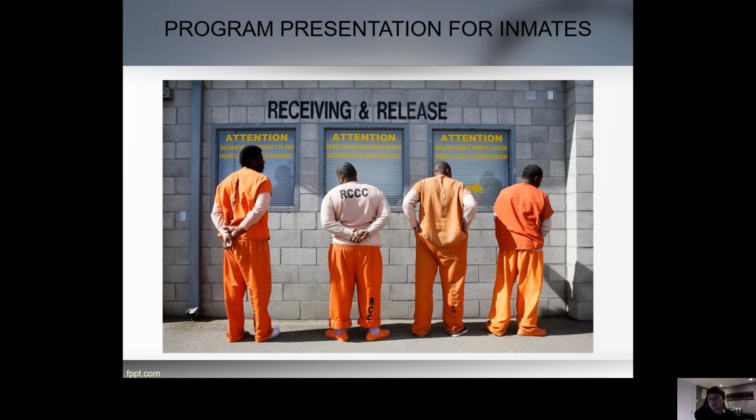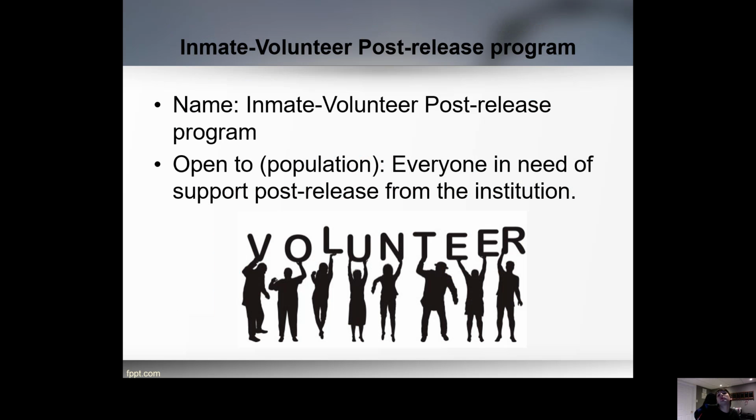Okay, so that's my introduction to correctional programming. Now I'm going to jump into the program presentation that I would offer for inmates as a volunteer. I call it the Inmate Volunteer Post-Release Support Program. It would be run by volunteers with the assistance of correctional services, and it would be open to everyone, men and women. Essentially, anyone who would need post-release support from the institution when they get out could request this program.